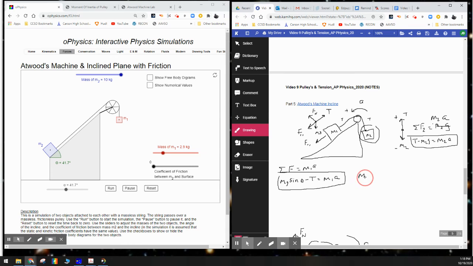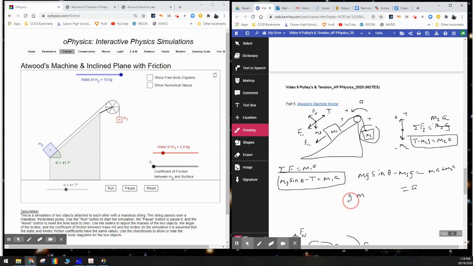So on the left side of the equation, I have m1g sine of theta right here minus m2g is equal to m1a plus m2a.